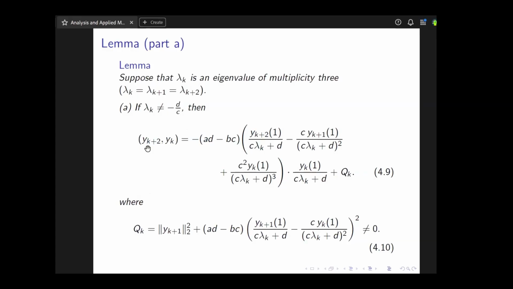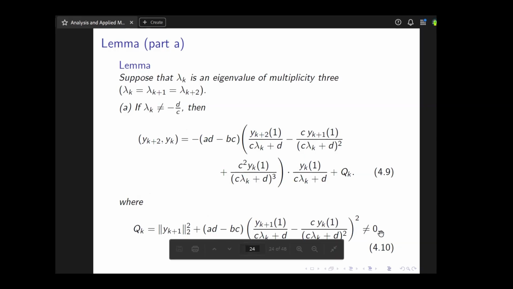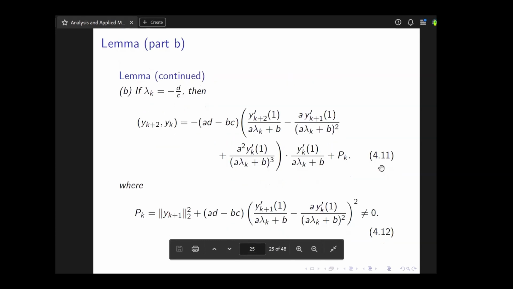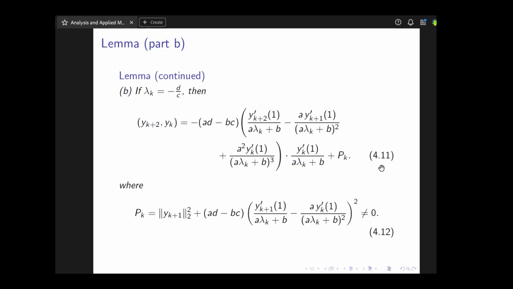Here in this formula, we see the inner product of the second associated function and the eigenfunction. As you can see, there is a non-zero term here, for which we can prove that it is always different from zero. Actually, it is possible to prove that it's greater than zero, but it is not important. So when lambda k is equal to that critical value minus d over c, all the formulas, as you can see, change.